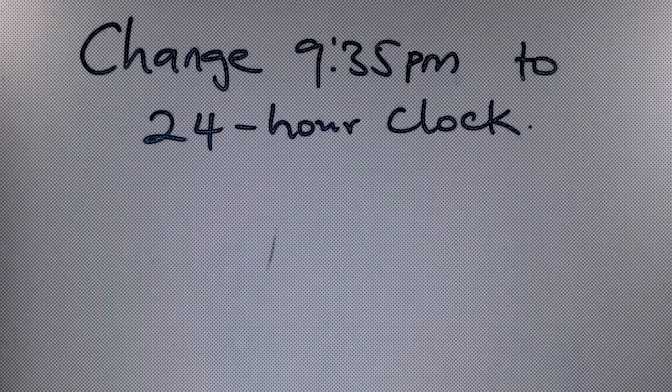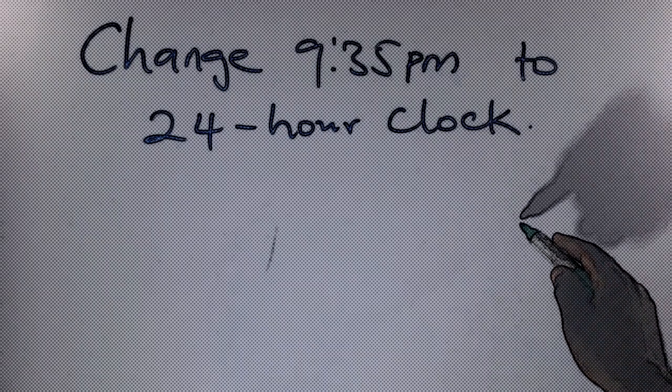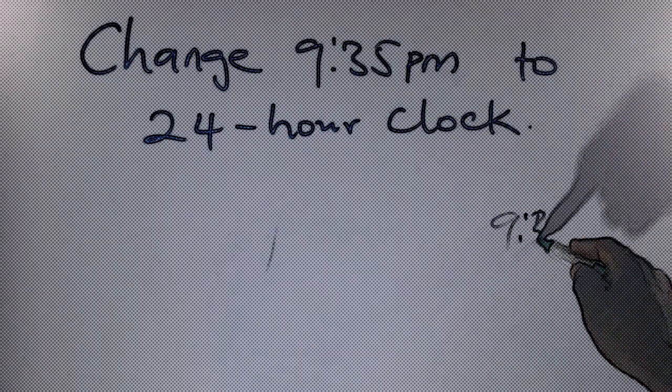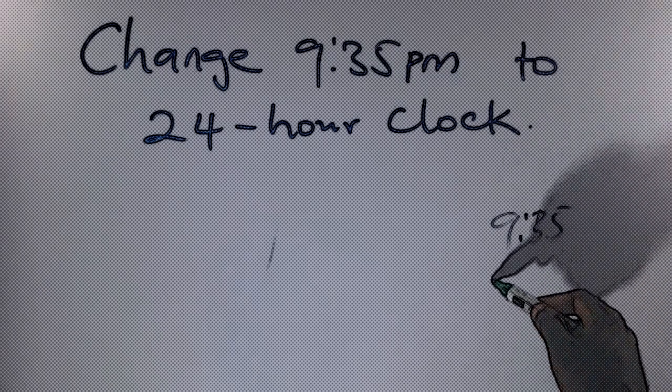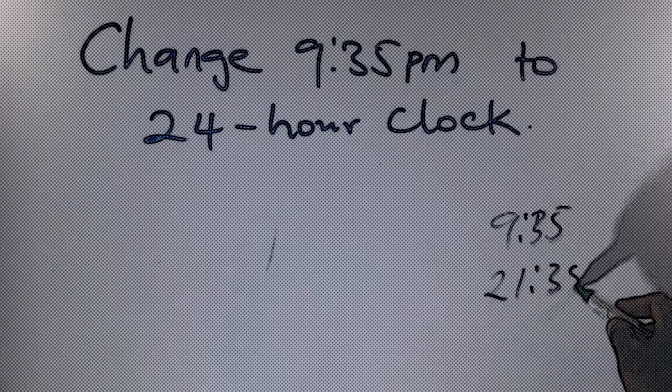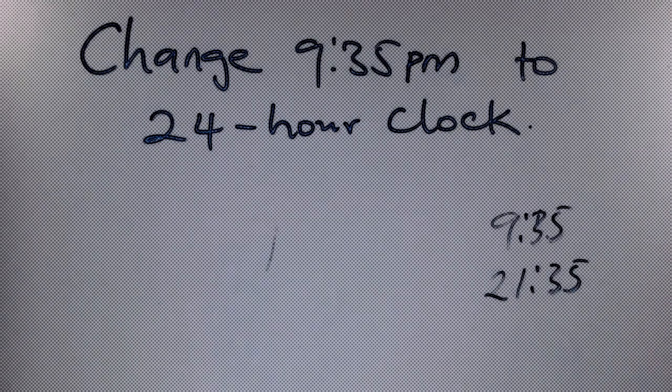How do you write it? So write 9:35 p.m. in 24-hour clock. It's very simple. What you do is just add 12 to 9:35. So just add 12 to this 9. You're going to get 21. So the time will be 21:35.